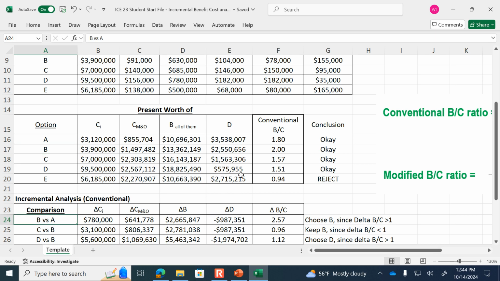And option B actually has less disbenefits, and so the delta D is negative. Don't let that throw you off. That's okay. That just means that going from option B to option A, there's fewer disbenefits. So that's part of what makes option B so powerful compared to option A. It had a really high delta B to C ratio.